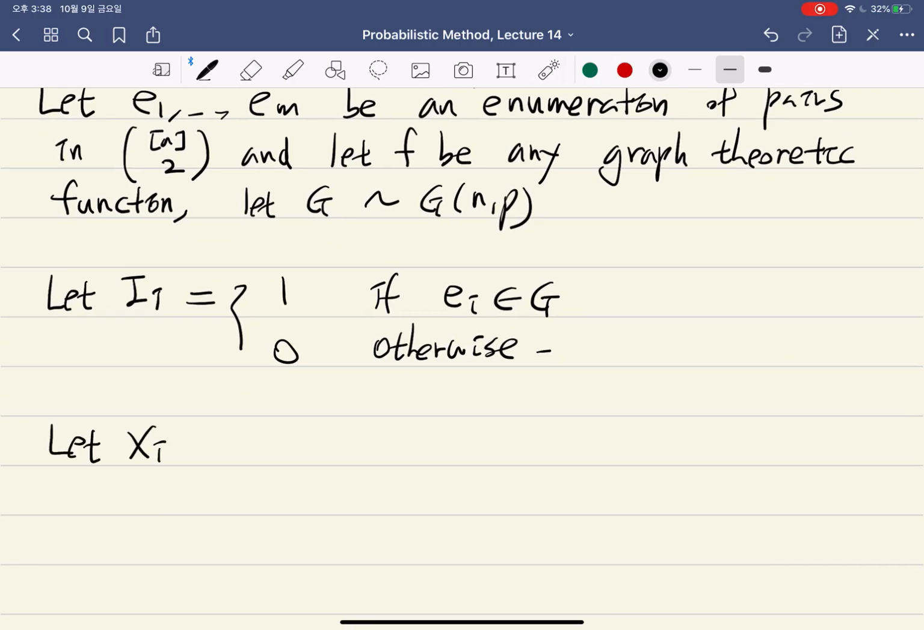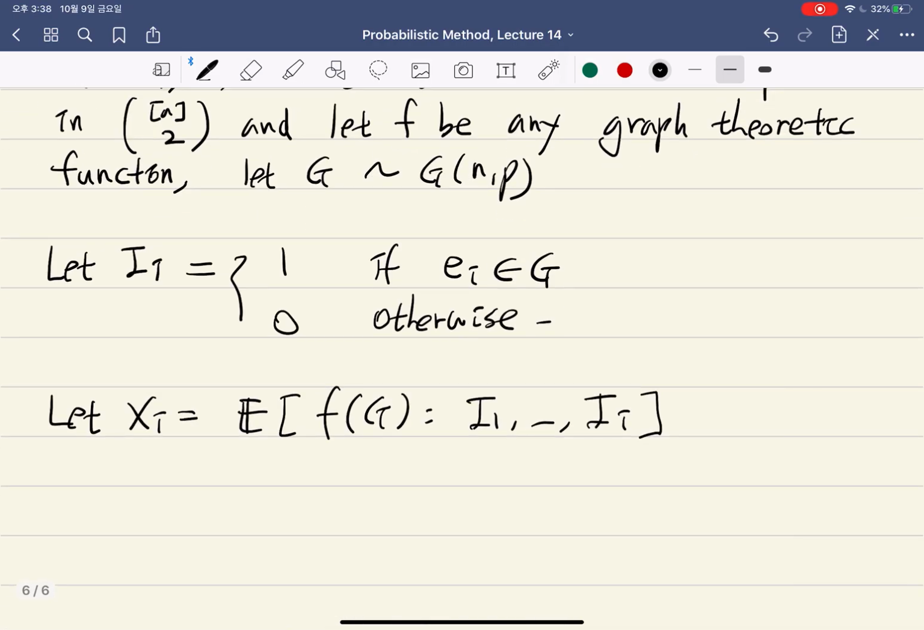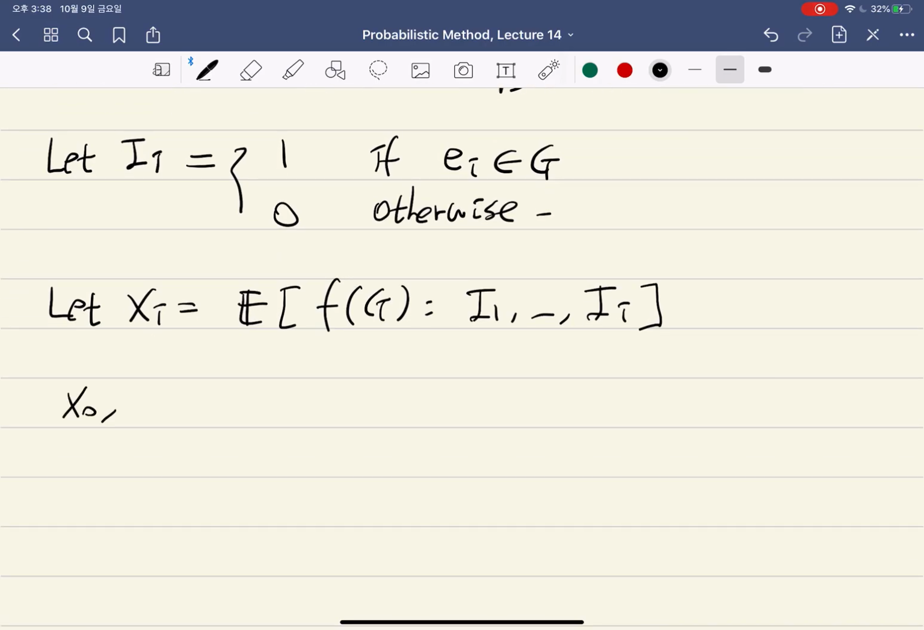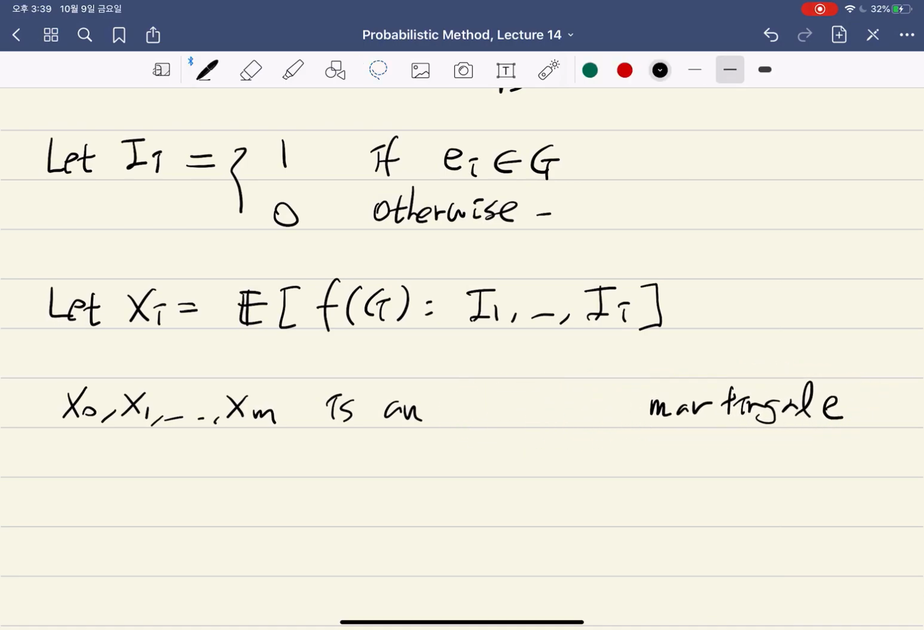Let's say x_i is the edge exposure martingale. Again, it is an exposure martingale depending on the first i edges. So the first i pairs are determined, whether they are edges or not, but the rest of them we don't know yet. At that moment, you can compute the expectation of this f. Then this is a martingale, and it is called the edge exposure martingale.